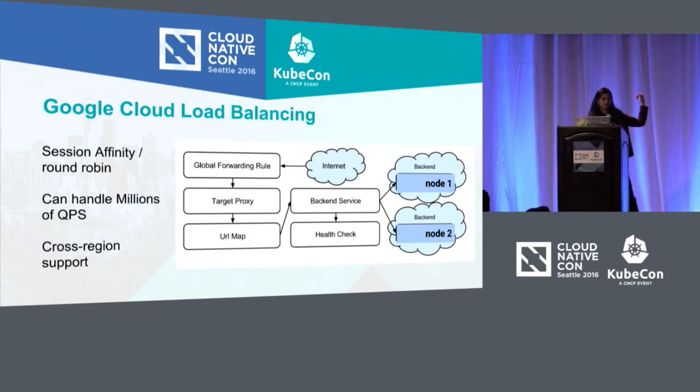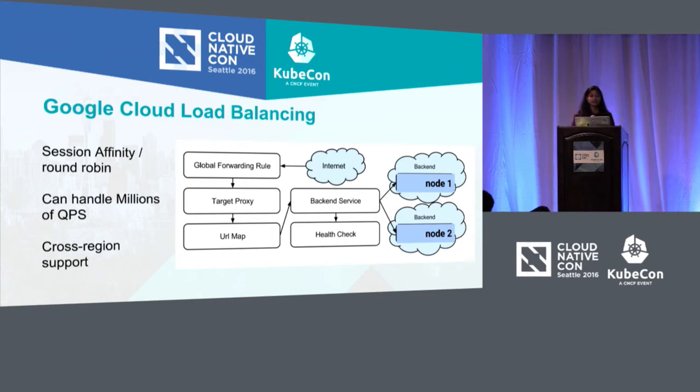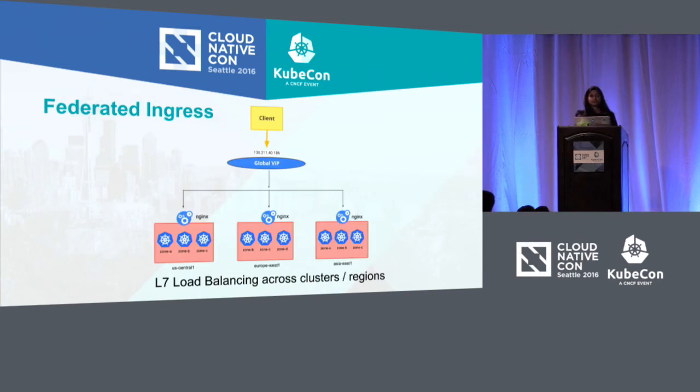Some of the additional features that are unique: you can get round robin or you can get session affinity. And I think maybe the most unique piece is that it can handle scaling from 0 to millions of QPS. That's something that has obviously been very important for some of the larger global customers. Also, GCLB offers cross-region load balancing, and this is unique amongst cloud providers. It's not as usable by the simple Ingress object, but where it is really usable is with the new 1.4 release of federated Ingress.